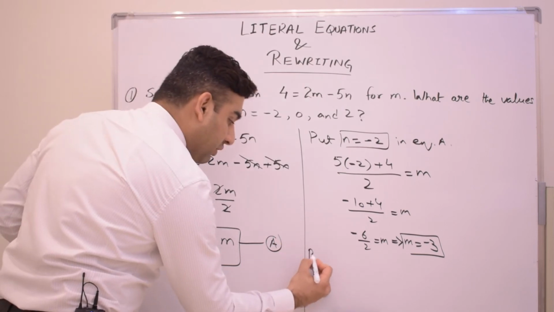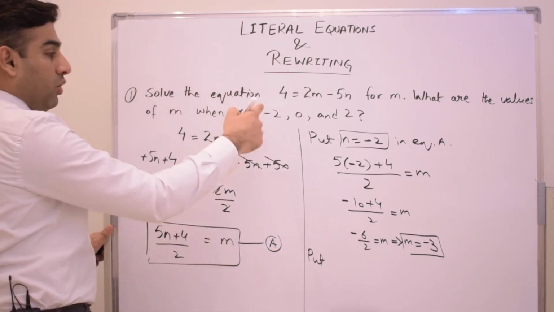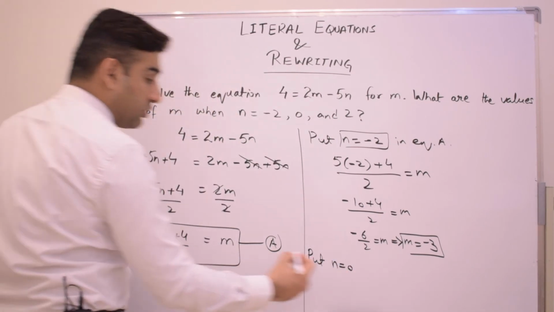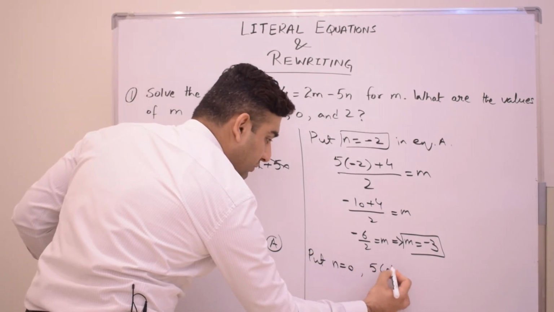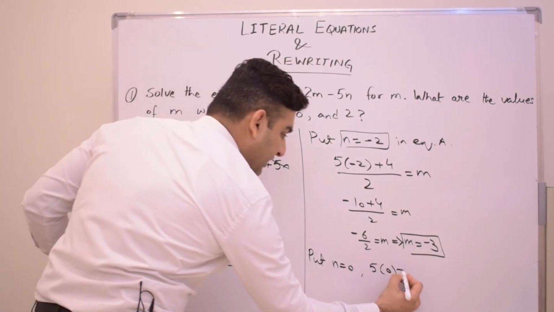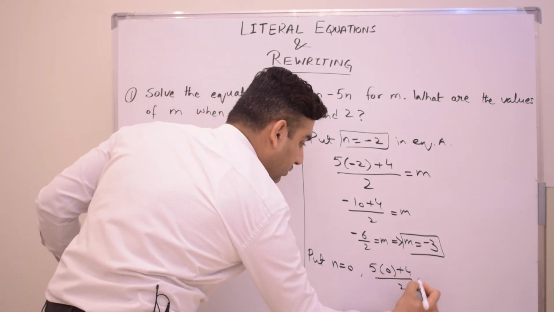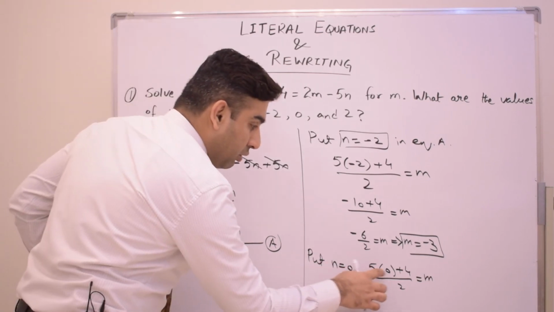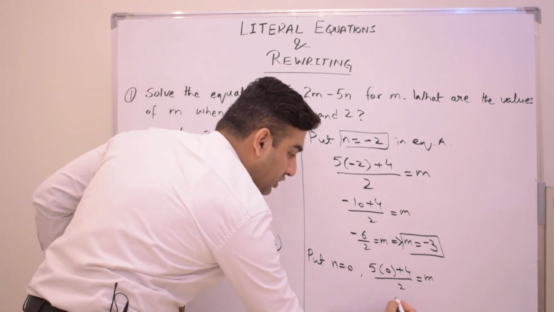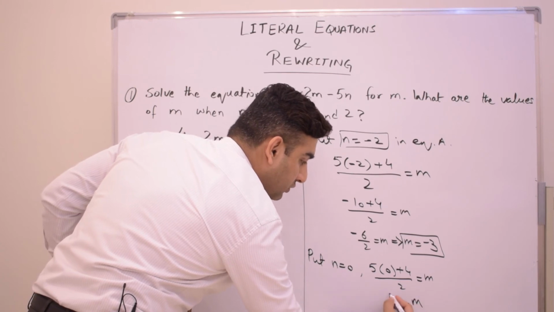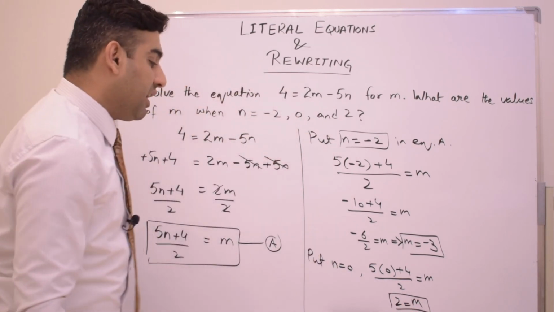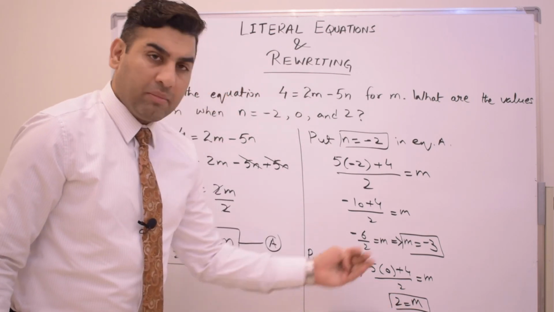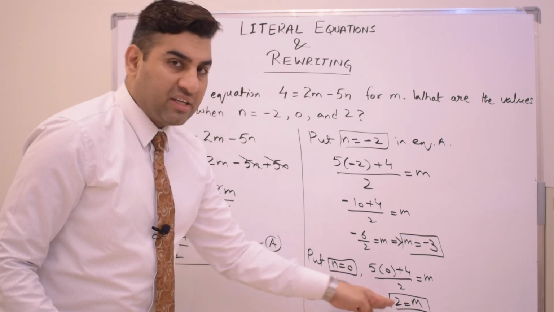Guys, the same thing we will do. We put n equals 0. So when we put n equal to 0, 5 times 0 plus 4 divided by 2 equals m. Just do some mental math: 0 plus 4, 4 divided by 2 is 2. So the m value will come 2 when n equals 0. It will not affect if you write 2 equals m or m equals 2. If you write m on the left side, it's okay.